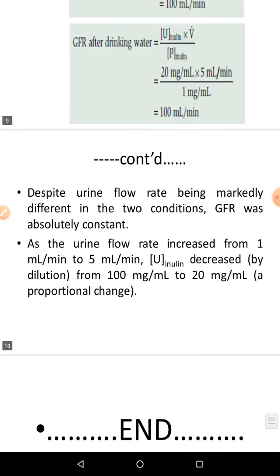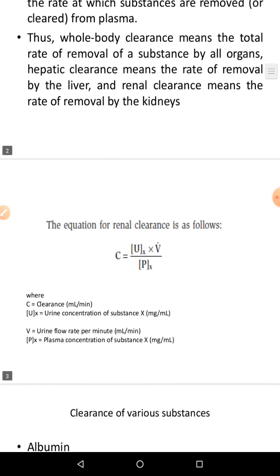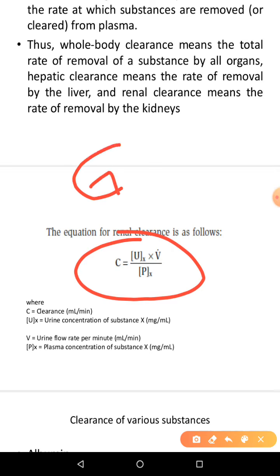So this is about clearance, a very important concept. From clearance, let's remember that the formula used to calculate clearance is this. And when you calculate the clearance of inulin, it's the same as calculating the glomerular filtration rate, which is the single most important parameter in renal physiology. So we'll end here. Next, we'll look at how to measure renal plasma flow and renal blood flow.